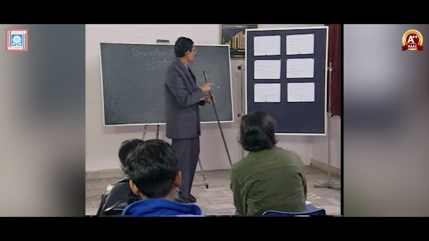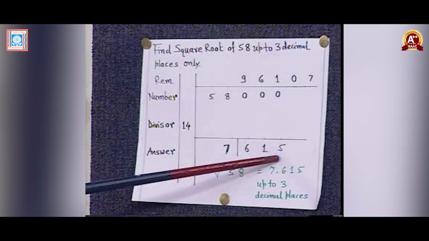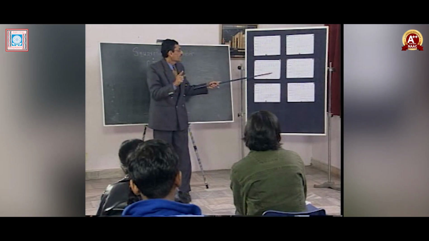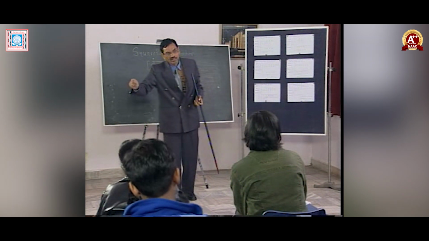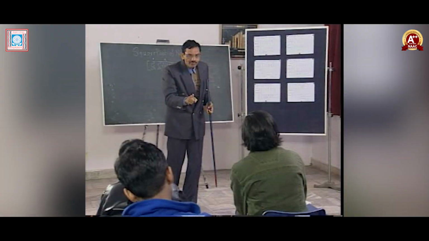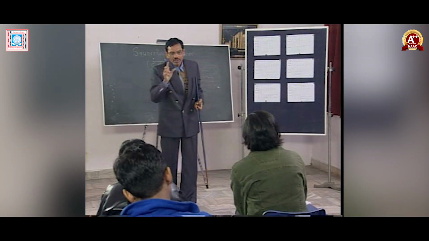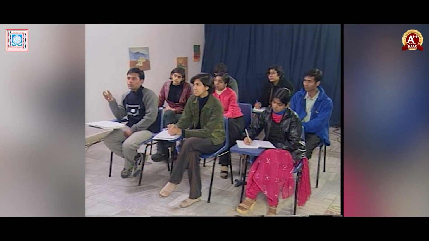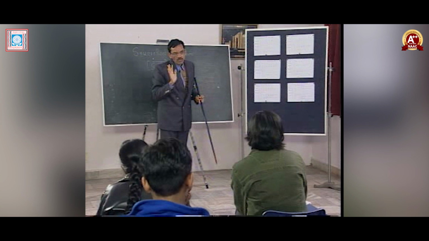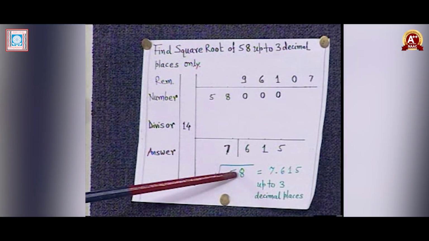So every time while selecting the last digit, in particular when it is asked to find the number of decimal places, that last digit is to be taken care of. You should not get a negative number when you subtract from the dividend the duplex of the digits required. So the final answer: square root of 58 equals 7.615.